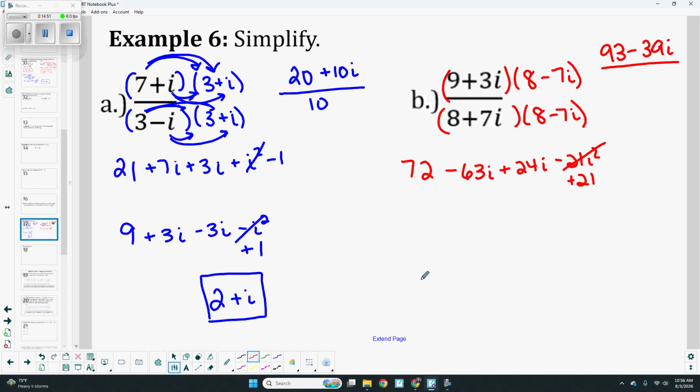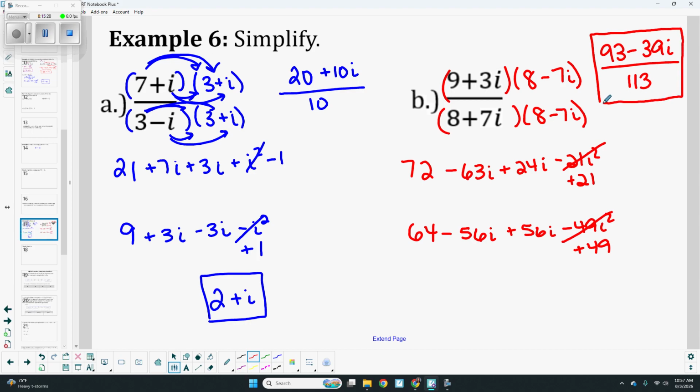So that's our numerator. Our denominator, 8 times 8 is 64, then negative 56i, then positive 56i, then negative 49i squared. So that's going to become plus 49. So 64 plus 49 is 113. And our negative 56i and positive 56i cancel. There's nothing that goes into both 93 and 39. Actually, that's not true. 3 goes into both, but 3 does not go into 113. So that's it. That's as far as we can go.